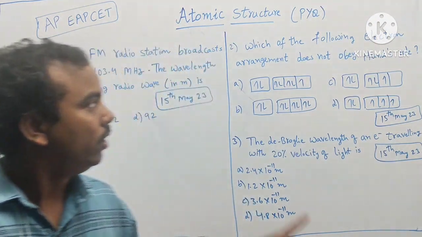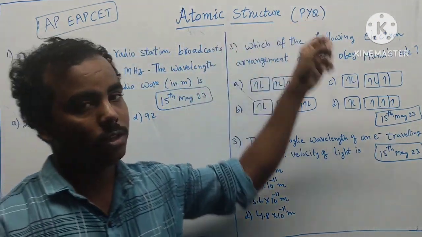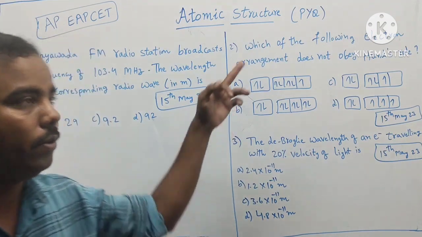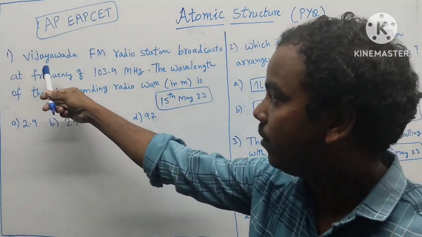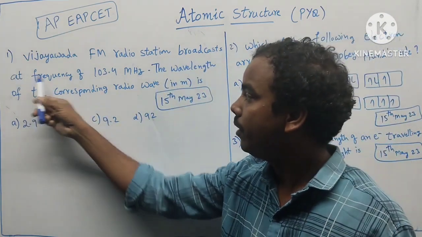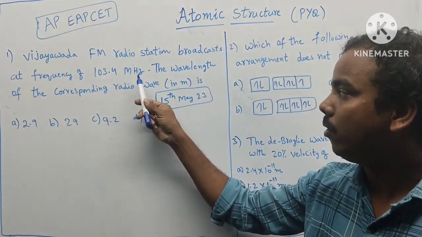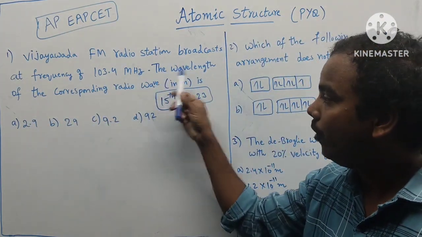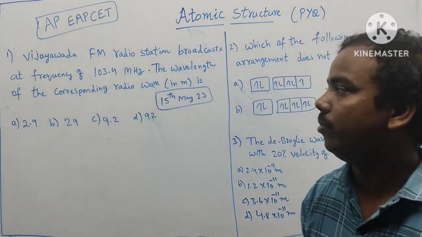Hi dear students, today we are going to discuss atomic structure, EAPCET, AP previous year questions. So first one: Vijayawada FM radio station broadcasts at a frequency of 103.4 megahertz. Find the wavelength of the corresponding radio wave.